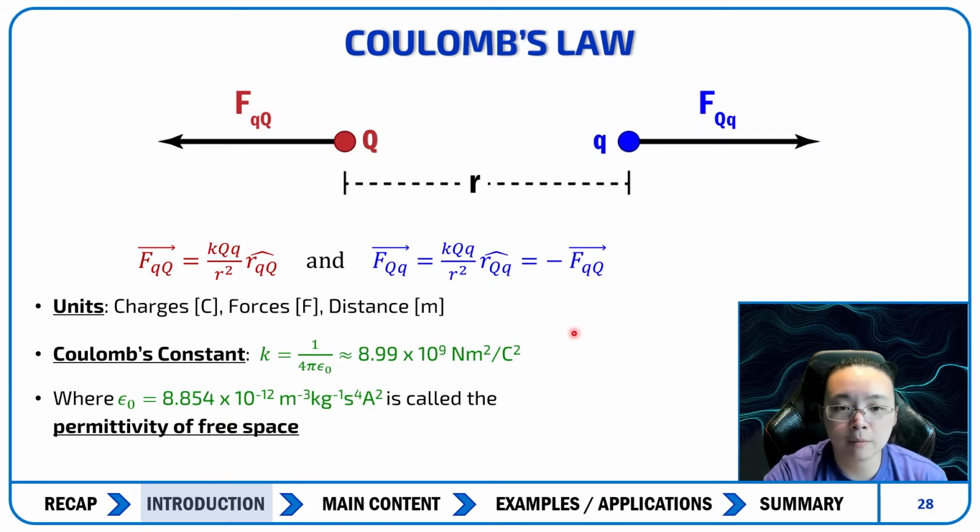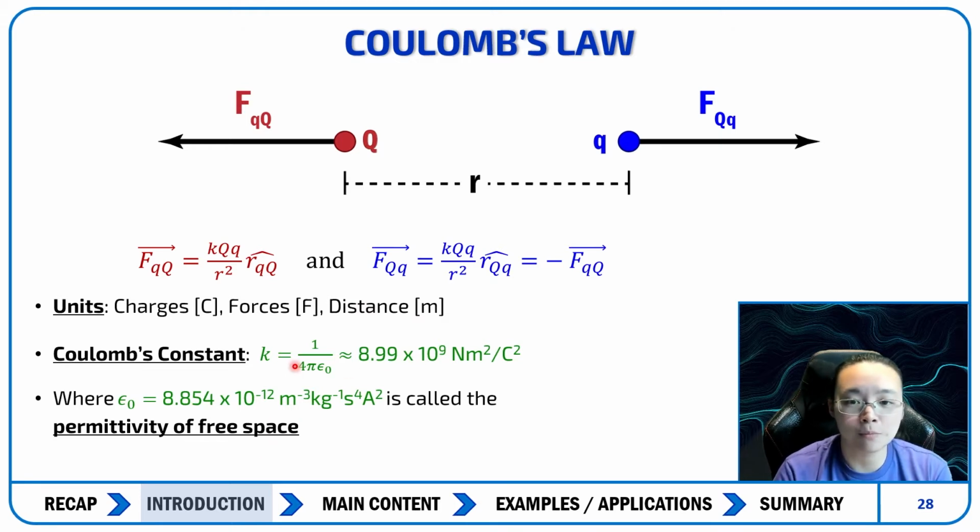The next thing I want to talk about would be the units. In SI units, both charges are defined in coulombs, or C. Distance R is going to be in meters, and the force is going to be in newtons. K is a universal constant called Coulomb's constant. It's 1 over 4 pi epsilon naught, and it is equal to 8.99 times 10 to the 9 newton meters squared per coulomb squared. So once again, these two constants are not things that you have to memorize.